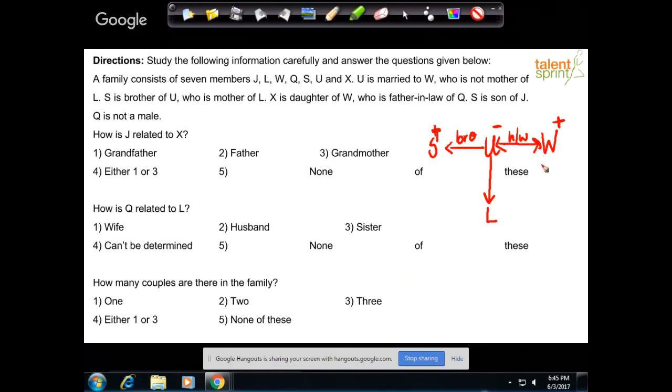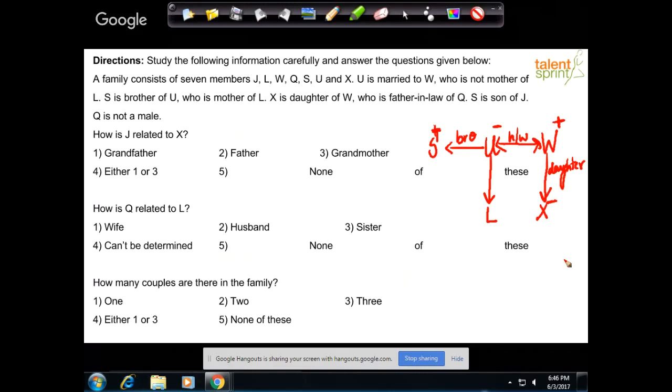Then X is the daughter of W. So X is who? X is the daughter. Now notice that they haven't told us the gender of the child L. They haven't told us whether L is a daughter or a son. We just know that L is actually a child. Then X is the daughter.